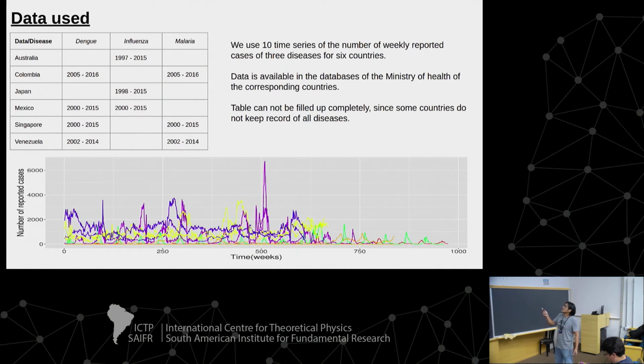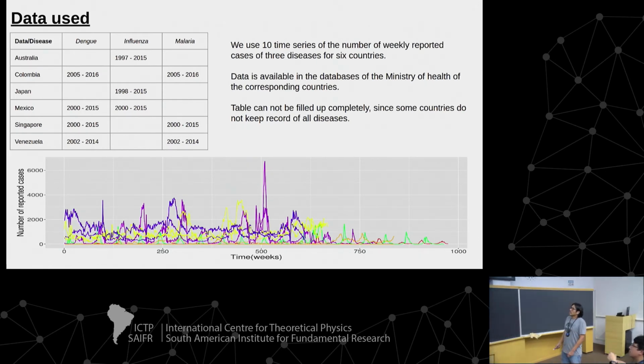We have 10 time series, with different ranges. These numbers here are just the year. We have data from Colombia from January 2005 until December 2016 for dengue and malaria, and it is exactly the same for all the other countries and other diseases. This is just a very messy representation of all the time series that we are using, just to be shown. Okay, so we have the data, we have a methodology.